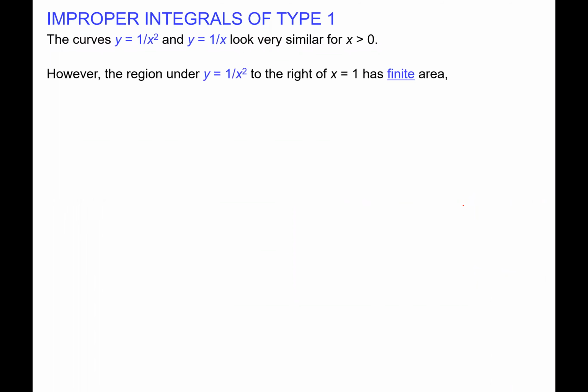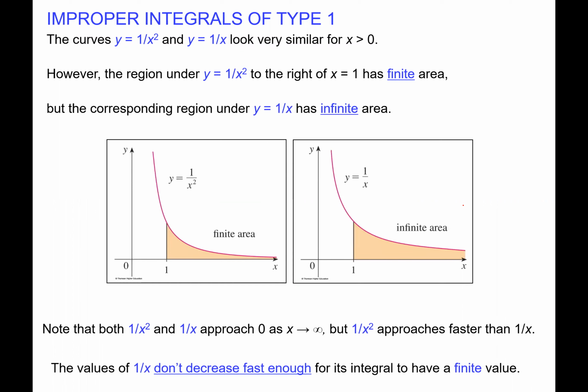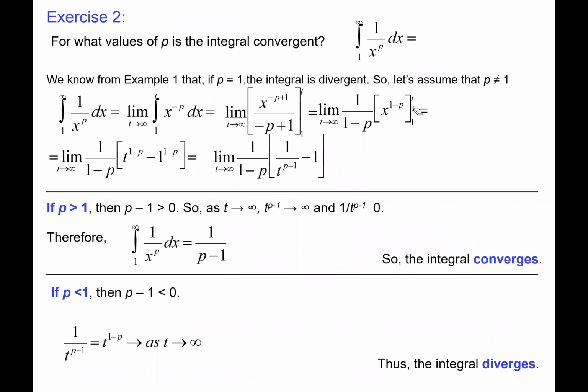It's the same thing, just what I said. I wanted to show you this. 1 over x doesn't decrease fast enough. It's decreasing, it's approaching the line 0, but it's not fast enough to get a finite number. It's interesting. And the only difference is x to the power of 2 versus x to the power of 1. Such a big difference.